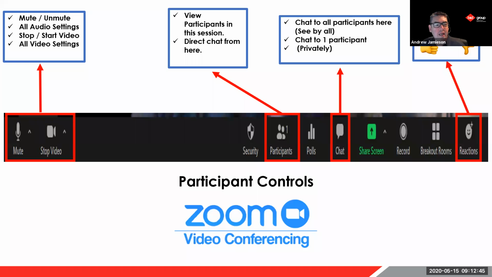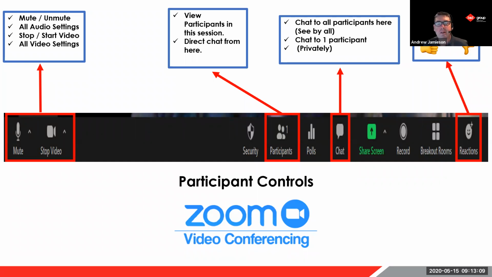But in that mute, you've got a drop down box, which is going to give you some clarity around what audio device you're using, your audio settings. So all settings available there. And the same goes on the stop video. That is going to be a hard disconnection of your video showing. Okay, and then the video settings themselves.